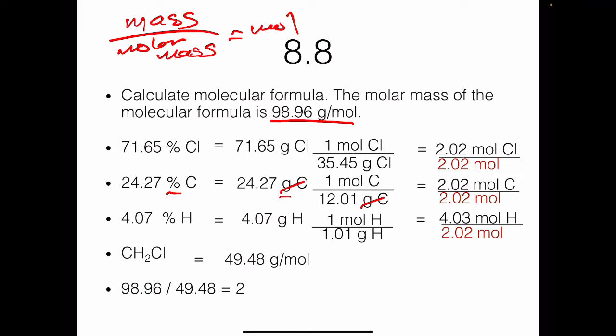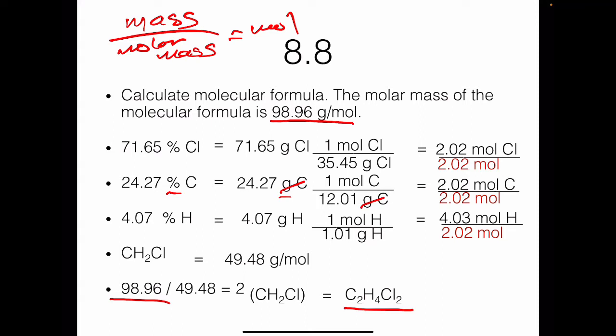So we've just figured out that our molecular formula is twice the empirical formula, which means all we're doing is taking everything that's in the empirical formula, the subscripts, and multiplying them by 2. So our molecular formula is now C2H4Cl2. And as a check, what you can do is calculate the molar mass of this compound. And you'll find that adding up all of these elements with their associated subscripts does give you a total of just about 98.96. So our math checks out.